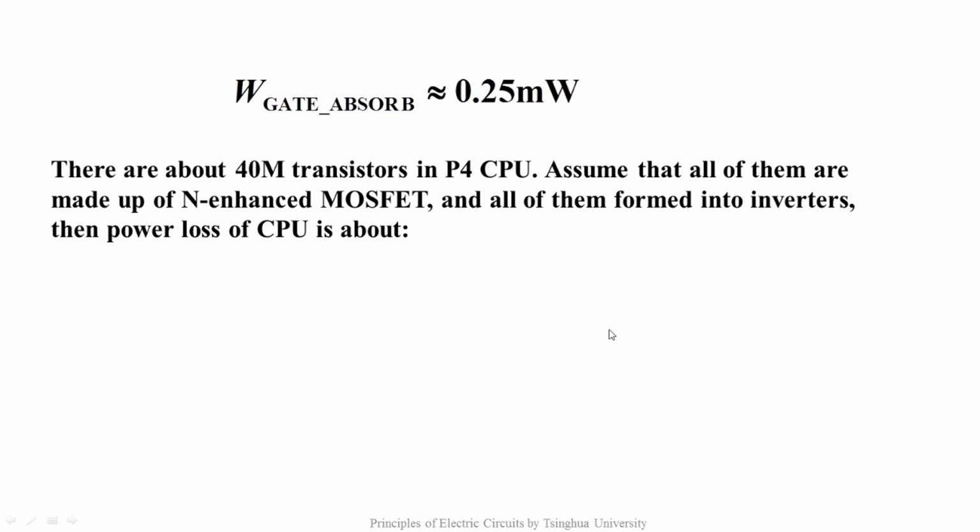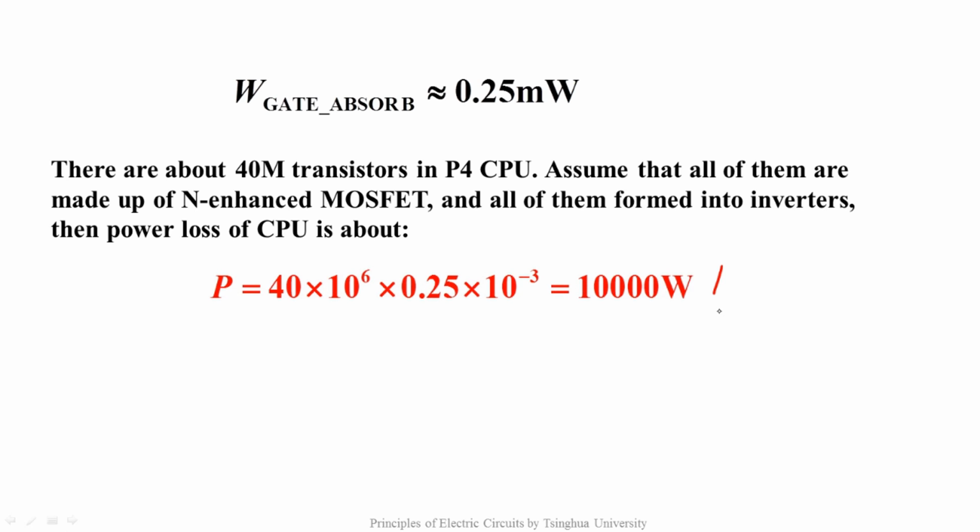We assume there are about 40 million transistors in a CPU, and all of them are made of N-channel enhanced MOSFETs, and all of them are formed into inverters. Then the power loss of a CPU is about 10 kilowatts. It's really a huge value. You all have the experience of using a computer, and it's obviously unacceptable, and the actual situation cannot be like this. So how to decrease the power loss of the logic gate?